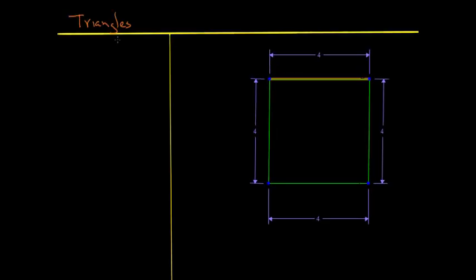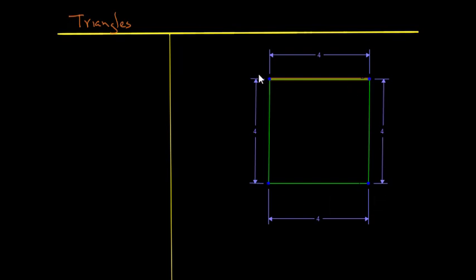Now, as you can see, I have a square, and I've dimensioned the sides. They're 4 units apiece, and we could easily find the area by taking 4 times 4 and coming up with 16. Now, this method of height times width will work for rectangles, and it'll work for squares. However, it doesn't work for all shapes.